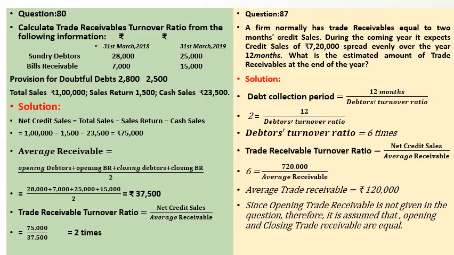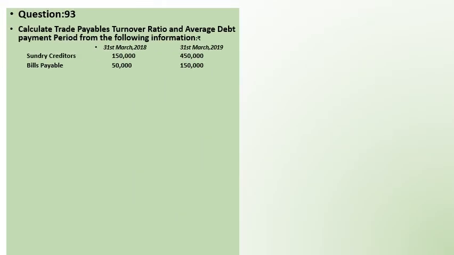Since opening trade receivable is not given in this question, we assume that opening and closing trade receivable are equal. Because the average will give the same amount, adding the two and dividing by 2, the result will be the same. So that's why the closing trade receivable is equal to 1,20,000.